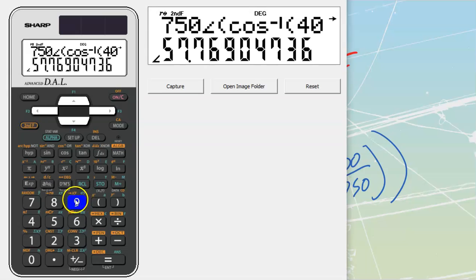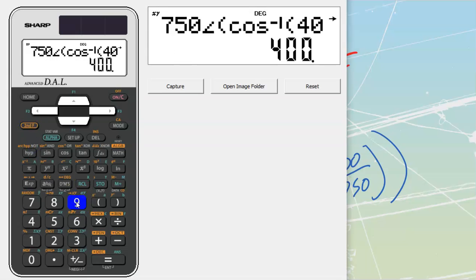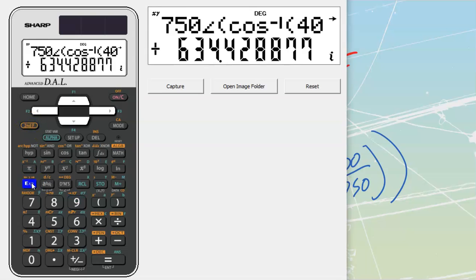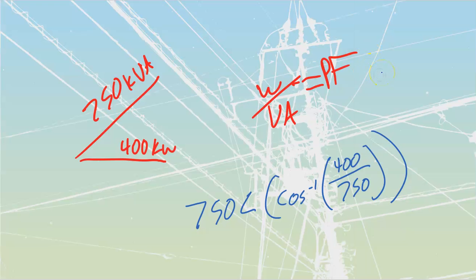And immediately, we just do that XY conversion, which gives me my x-axis of 400. We already had that value, and it gives me my y value of 634.4. Excellent. Once we have those in there, we have the all-important VARs value. And that's really what we're going to be looking for in a lot of these cases: we need the VARs so that we can calculate how to do the power factor correction.